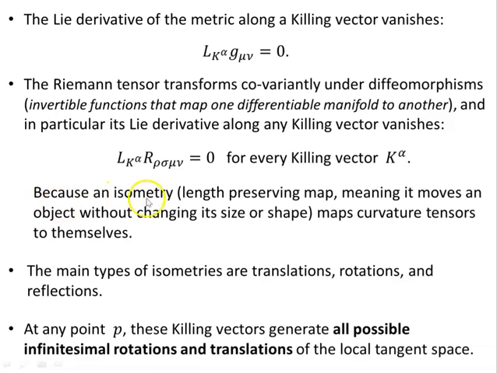Because an isometry is a length-preserving map, meaning it moves an object without changing its size or shape, it maps curvature tensors to themselves. The main types of isometries are translations, rotations, and reflections. Now, at any point P, these Killing vectors generate all possible infinitesimal rotations and translations of the local tangent space. Each point on a manifold has its own tangent space, and that's what we mean by the local tangent space.